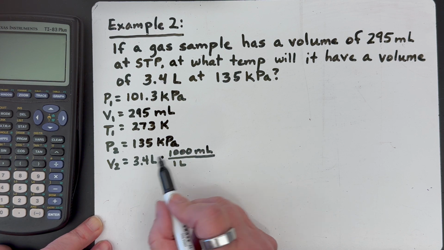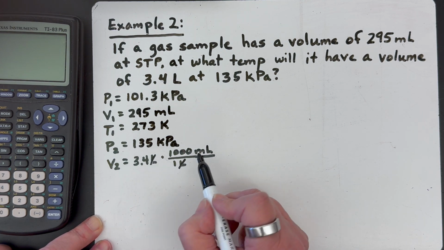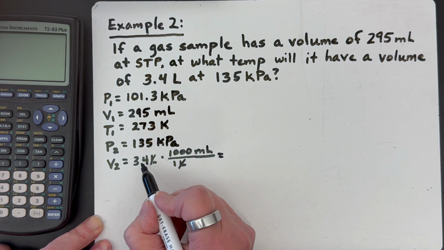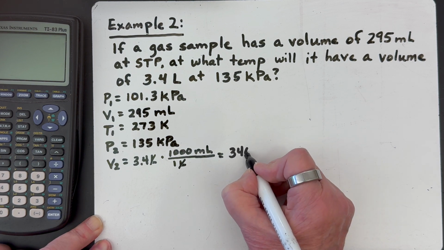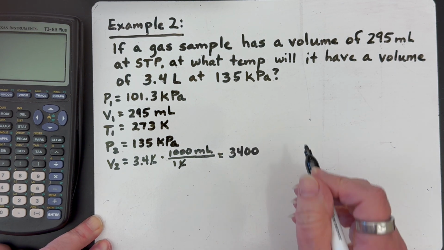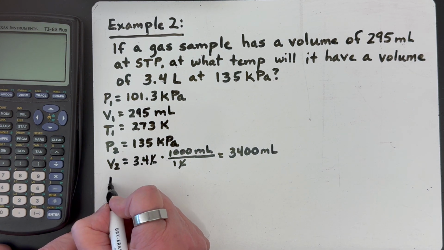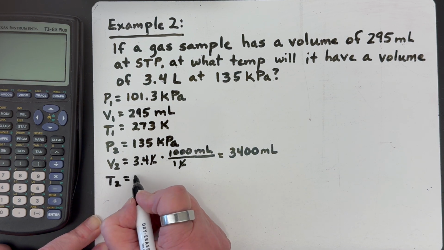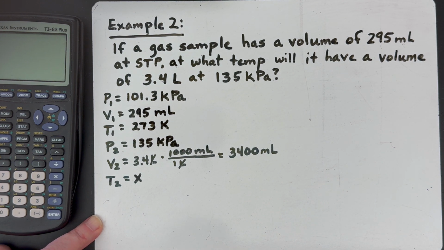So we're going to have to multiply our 3.4 liters. Liters cancels. 3.4 times 1,000. So that just moves our decimal over 3 places. So 4 is 1 place, 2 places, 3 places. And we now have milliliters. And then our final temperature is what we're being asked for. And it's going to come out in Kelvin because the other one's Kelvin, and we always use Kelvin with gas law problems. If you're asked for Celsius, you would convert it to Celsius at the very end.